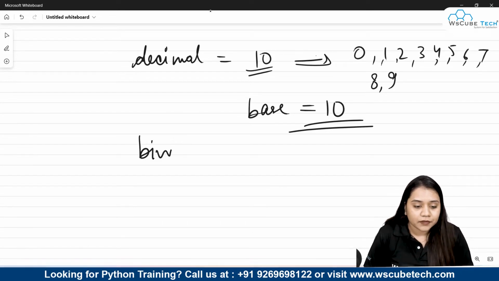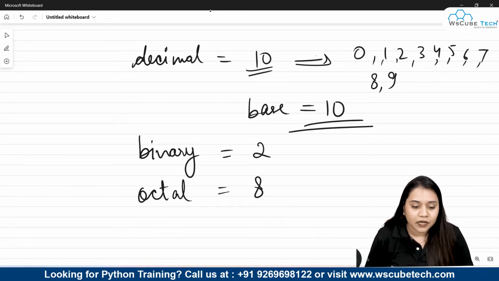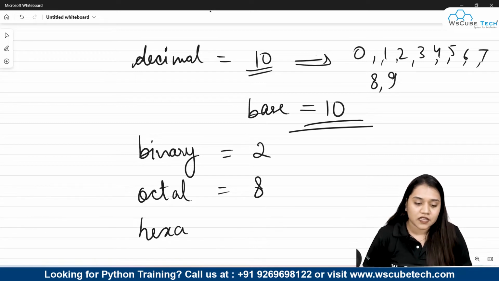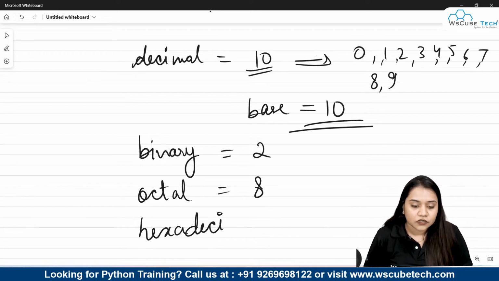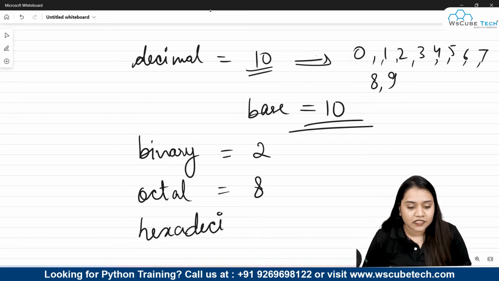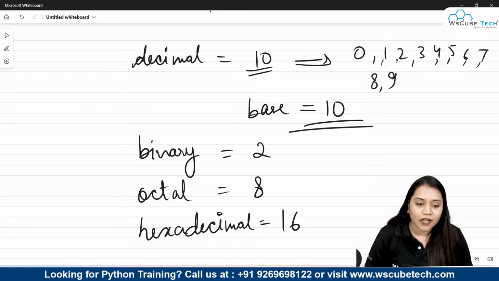Similarly, binary numbers are the ones which have a base of 2. That means 2 numbers are there. And octal has 8 numbers. And lastly, hexadecimal. Hexa means 6 and decimal means 10, so 6 plus 10 is 16. So hexadecimal has 16 numbers. This is how this thing works.